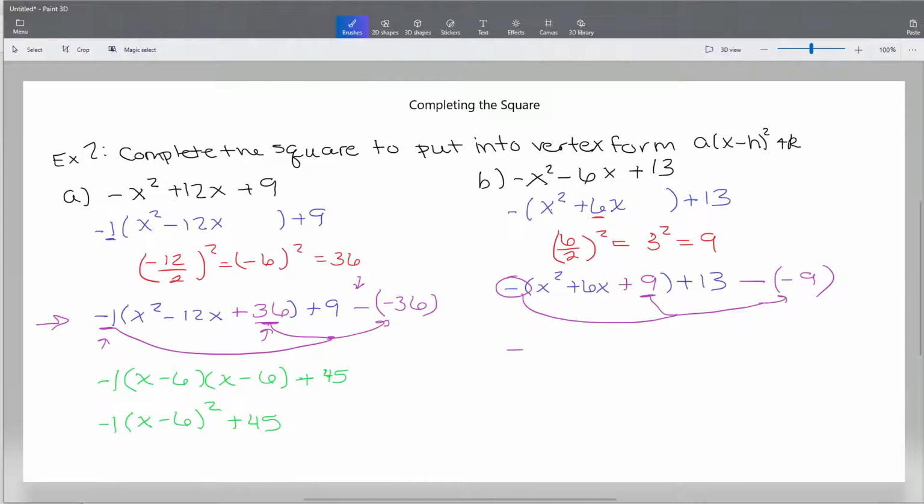So now I'm going to factor the part that is inside the parentheses. I am looking for something that multiplies to positive 9 and adds to positive 6. So it should be plus 3 and plus 3. And I have 13 minus negative 9. Again, minus minus is plus. So I have 13 plus 9, or 22. So the final form of this is going to be negative x plus 3 squared plus 22.